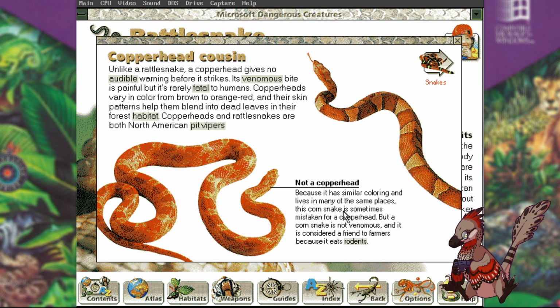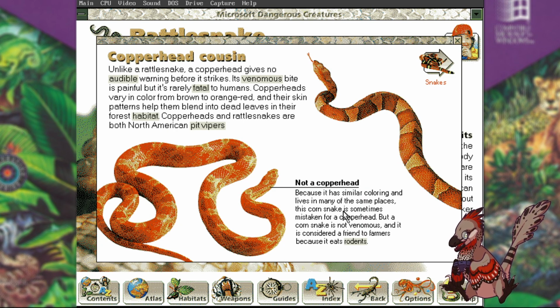Unlike a rattlesnake, a copperhead gives no audible warning before it strikes. Its venomous bite is painful, but it's rarely fatal to humans. Copperheads vary in color from brown to orange-red, and their skin patterns help them blend into dead leaves in their forest habitat. Copperheads and rattlesnakes are both North American pit vipers.